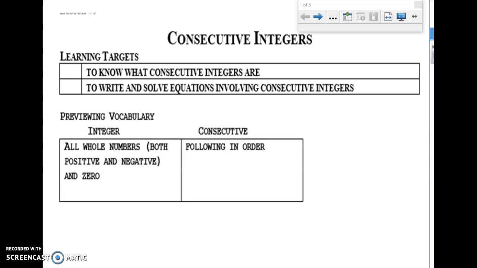So here we go with our learning targets. Today, you will know what a consecutive integer is, and you'll be able to write and solve equations involving consecutive integers, okay? So let's get right into it.